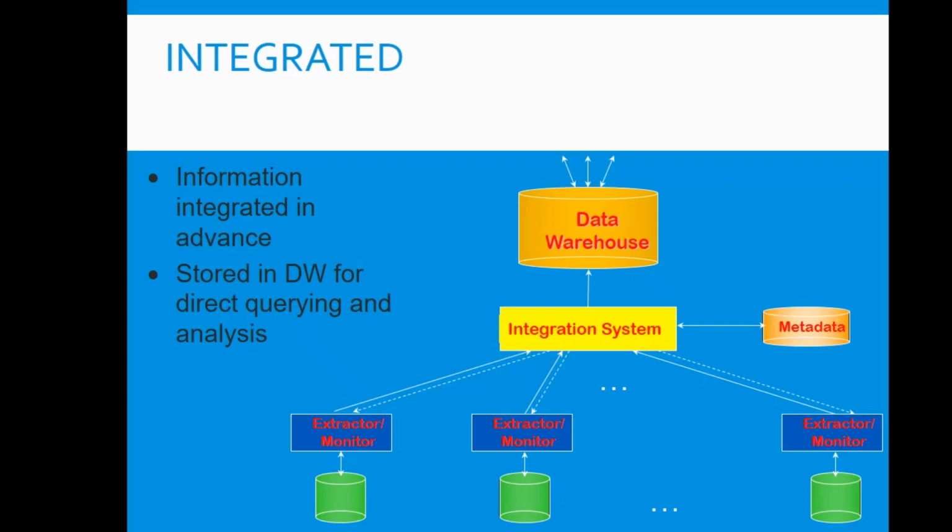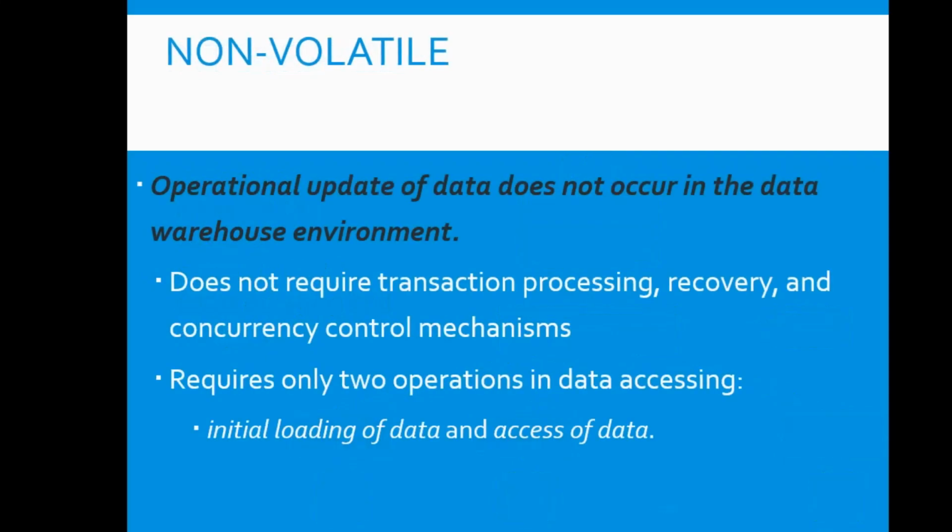See here, the integrating. What is metadata? Simply having information, data about the data. So this is source 1, source 2, source 3. There may be n sources. So there is a tool such as an extractor or monitor which will extract the data from the different sources, remove the inconsistencies, and integrate into a single data system, that is nothing but the integration system, and this integration system will be fed into a data warehouse.